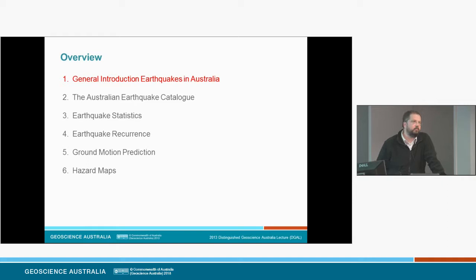Now, basically, this talk is going to be divided into 6 chapters. The first chapter is more of a general introduction to earthquakes in Australia for the benefit of those who aren't familiar with the field. The next 4 chapters basically cover different aspects of earthquake seismology which we use to produce the earthquake hazard map, which I'll talk about in chapter 6. So first off, we'll start with chapter 1.